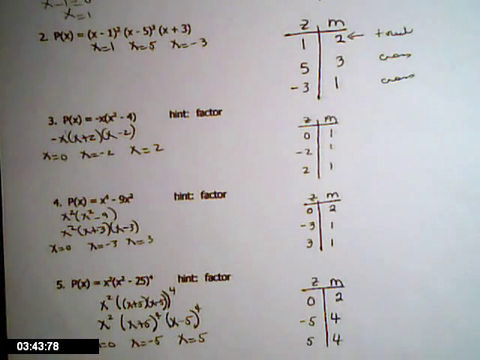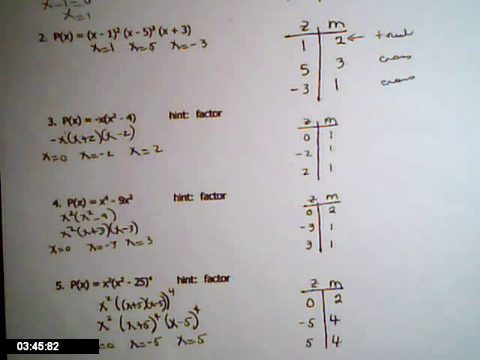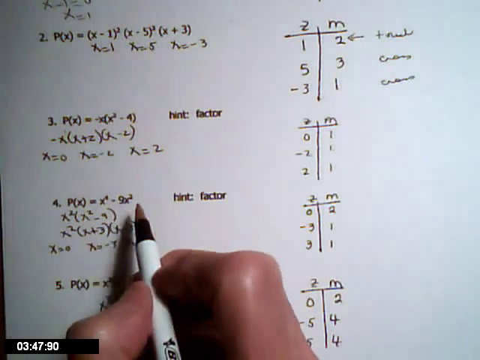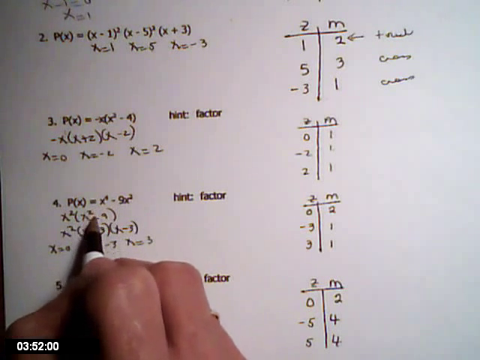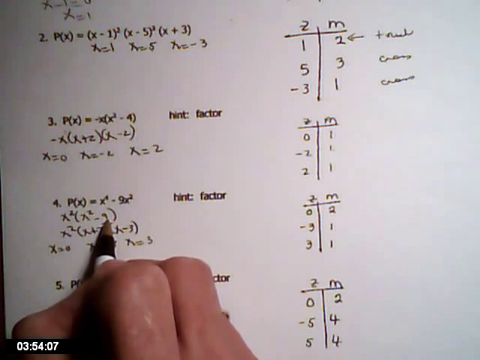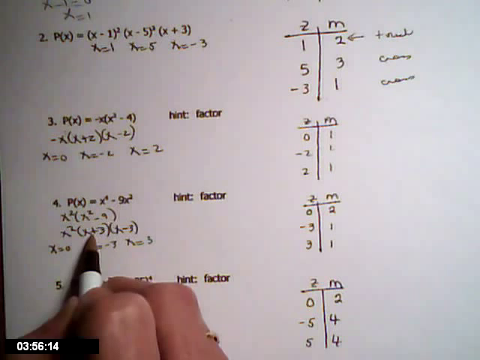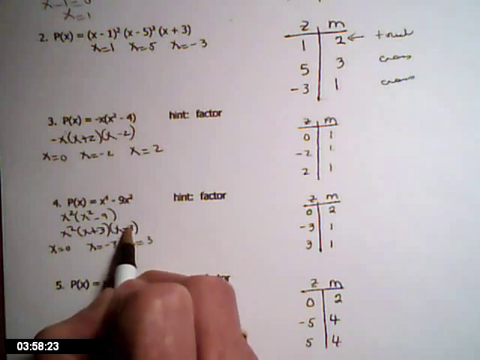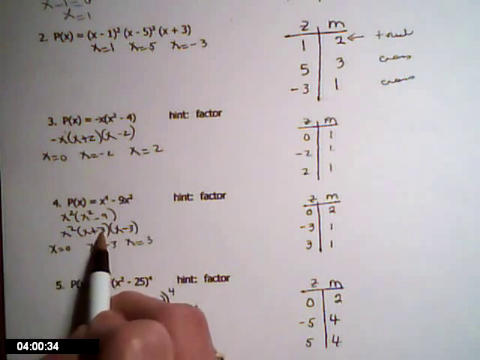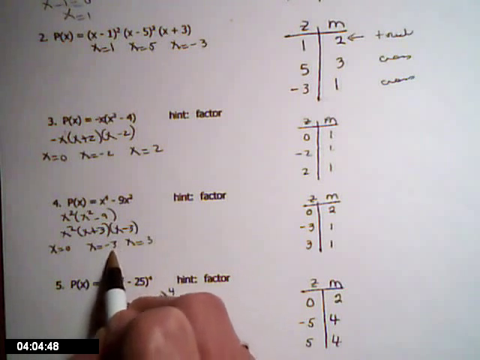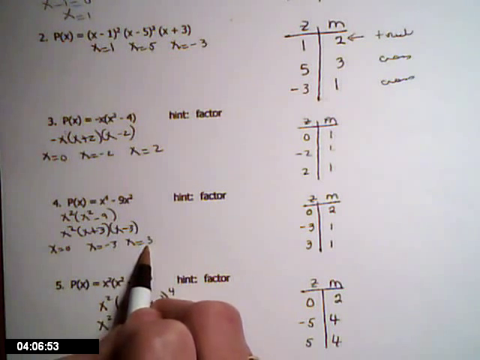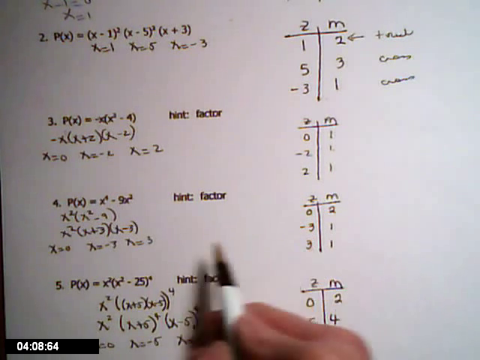Problem number 4, again, you're going to have to factor this. They didn't factor at all. So I'll first take out a common x squared, which leaves me times x squared minus 9. That's the difference of two squares, so that would factor into x plus and minus 3. Now if I set these three factors equal to 0, I have x equals 0, x equals negative 3, x equals positive 3. Those are my zeros.